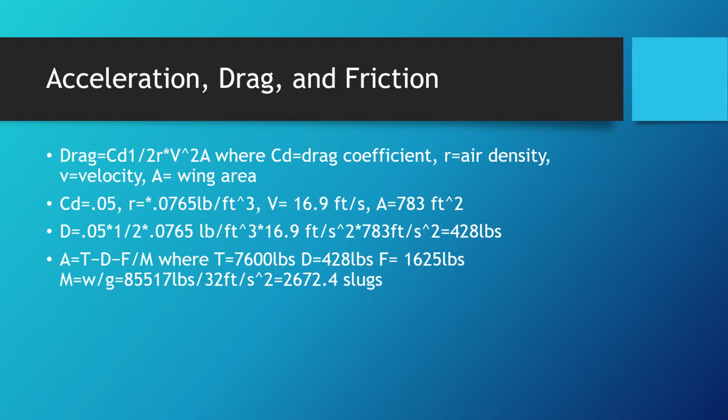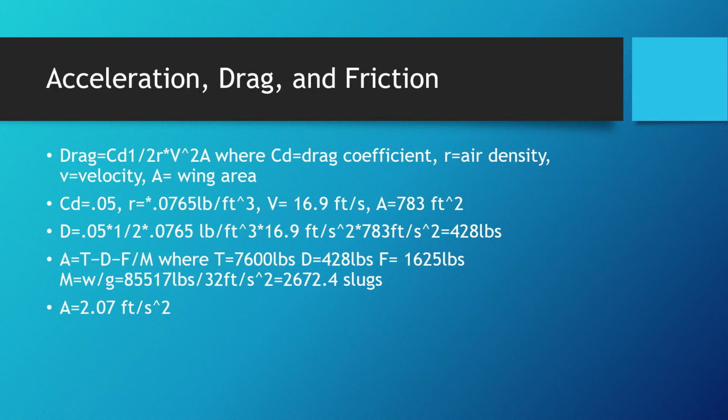So A equals our thrust, so 7,600 pounds, minus D, which is our drag, which we just calculated, 428 pounds, minus friction, which we calculated earlier, 1,625 pounds, all over mass. So remember, mass is weight divided by the acceleration of gravity. So our weight is 85,517 pounds divided by 32 feet per second squared, and we ended up with 2,672.4 slugs. And if you calculate all that out, we end up with about 2.07 feet per second squared.